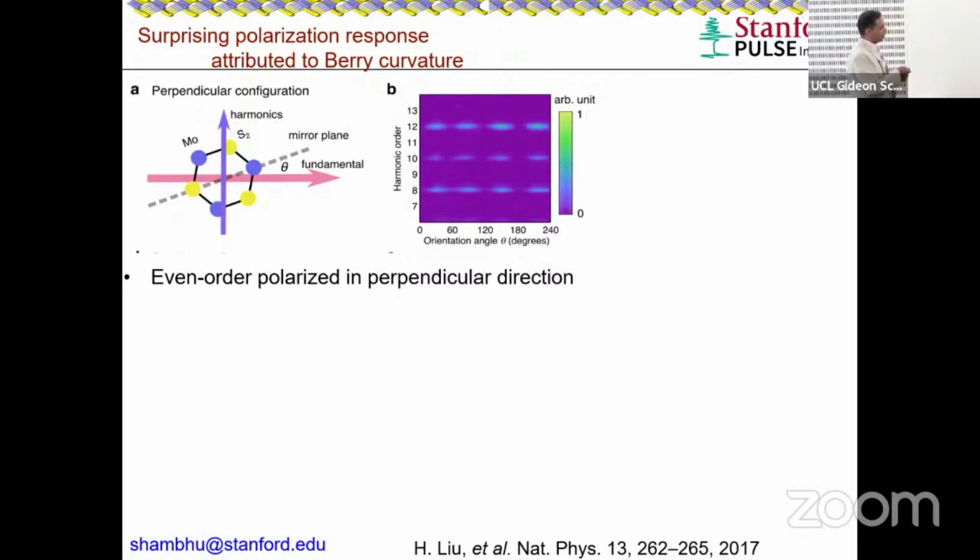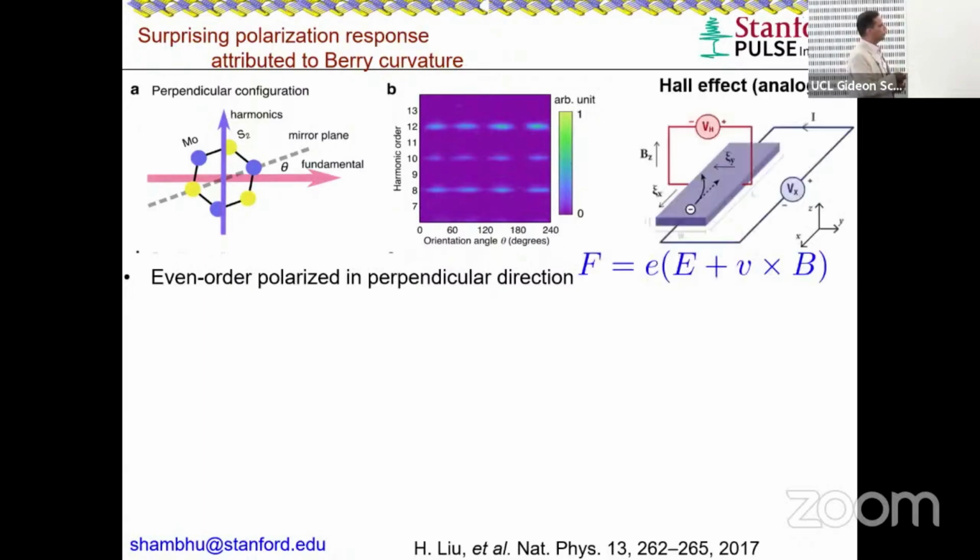So here it is pretty remarkable that these even orders also have this six-fold orientation dependence, but on top of that, the even orders are polarized perpendicular to the laser field. So what could give this orthogonal polarization to the harmonics? There is some reminiscence of the Hall effect, if you like, where you apply the electric field and magnetic field, and you measure the Hall voltage in the perpendicular direction.